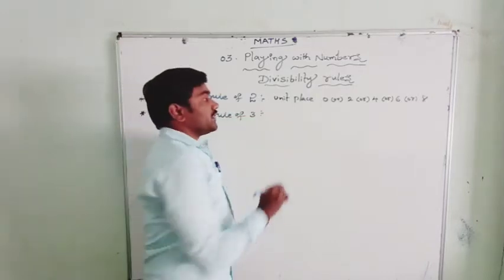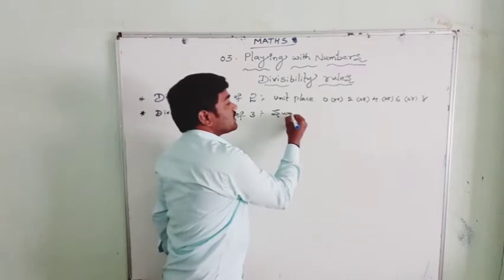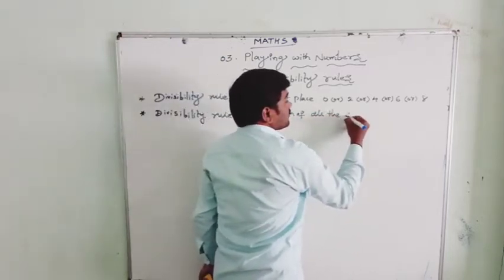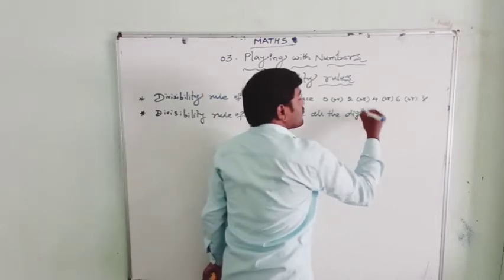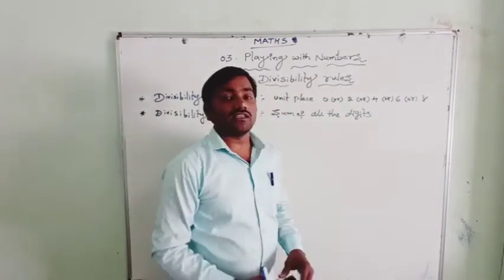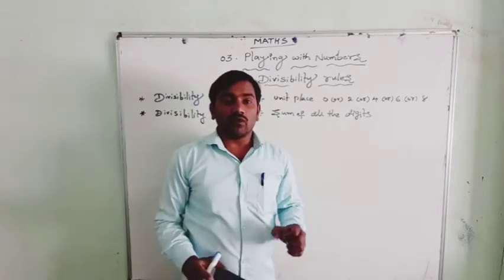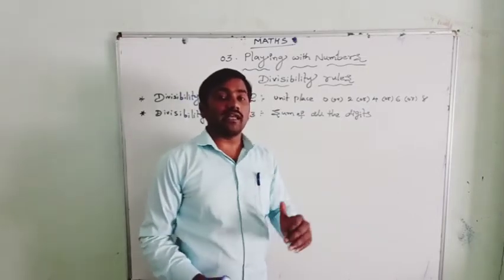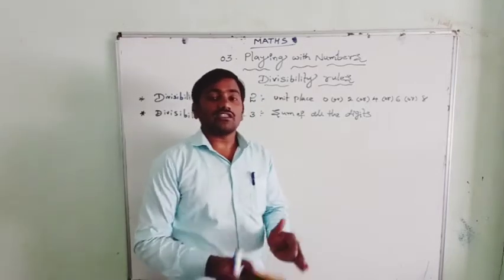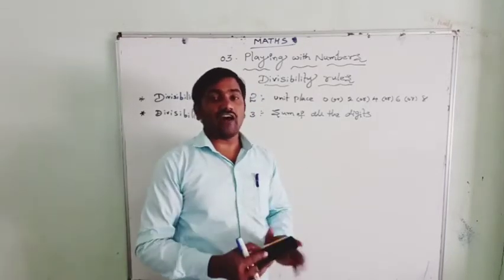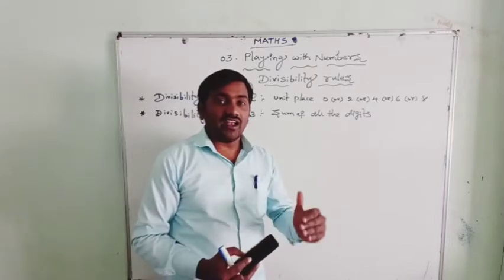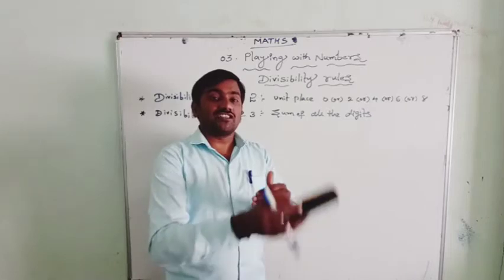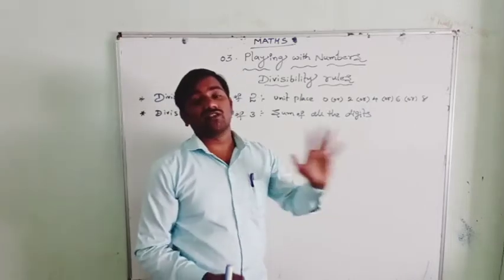Divisibility rule of 3. Here the divisibility rule of 3 is the sum of all the digits of a given number. If the sum of all the digits of a given number is a multiple of 3, or is divisible by 3, then the whole number is divisible by 3. If at all the sum of all the digits is divisible by 3, hence the number is divisible by 3.